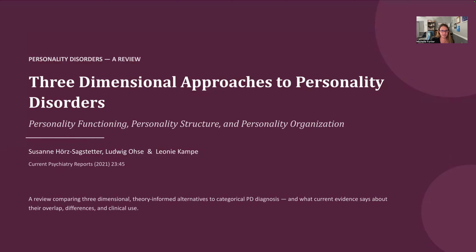This one is written by Suzanne Hortz-Sagstetter, Ludwig Oss, and Leonie Campe, and it comes from Current Psychiatry Reports, published in 2021. This article is a review comparing three-dimensional theory-informed alternatives to categorical personality disorder diagnosis and what current evidence says about their overlap, differences, and clinical use.